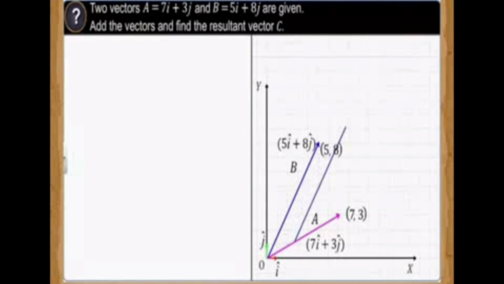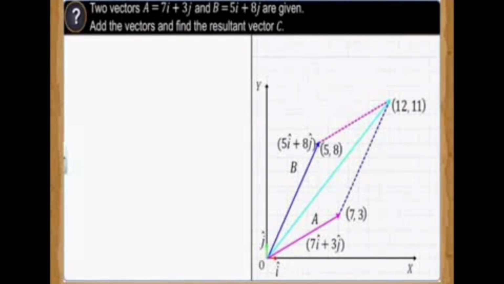We have to add the x component and y component. So we have to add like this. It is like the parallelogram law of vectors. The resultant will give the total magnitude of the two vectors. That is 12, 11. It is a graphical method.